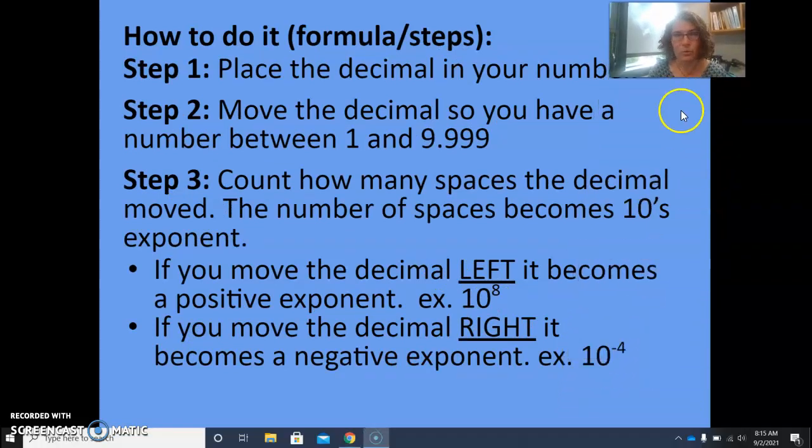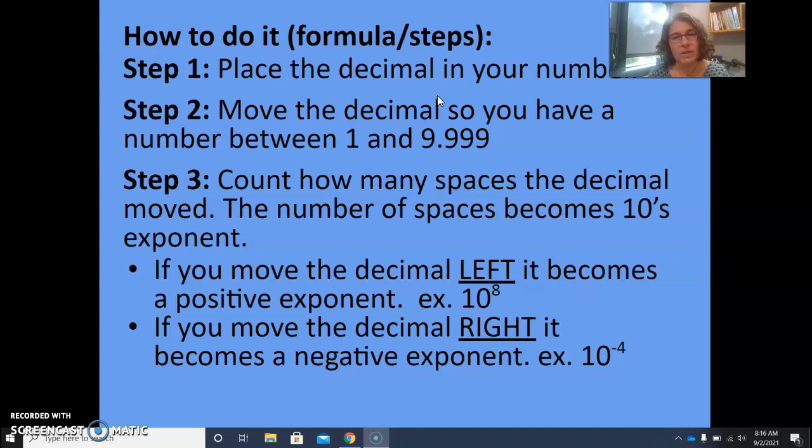So let's go through how you actually do scientific notation. What are the steps or the formula for doing it? There are 3 big steps. The first one is you place the decimal in your number. Oftentimes when we write a value, we may not put the decimal in place. So if you were talking about somebody who had $2,000, you might not always put in the decimal and then the 00 after that. So you want to put the decimal in so you can visibly see it.